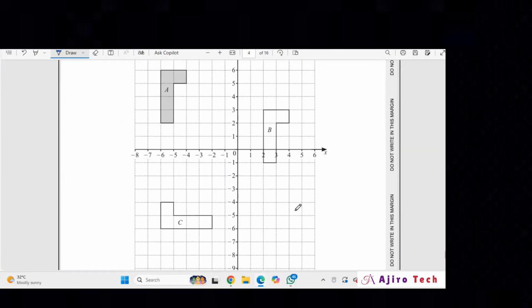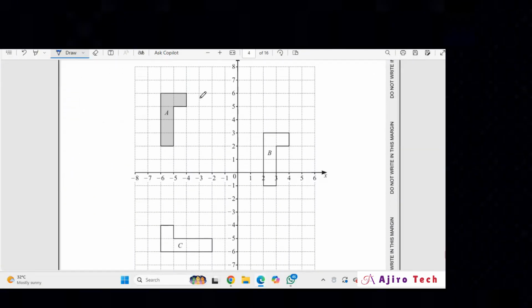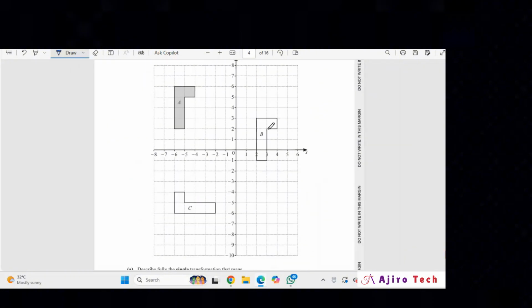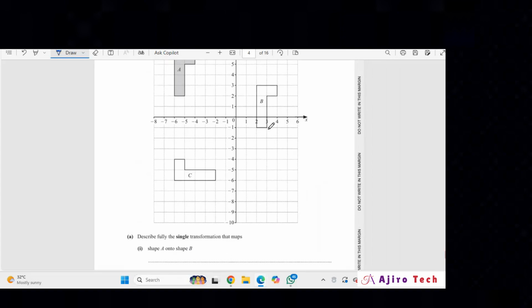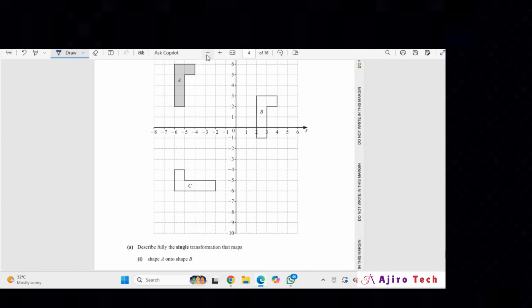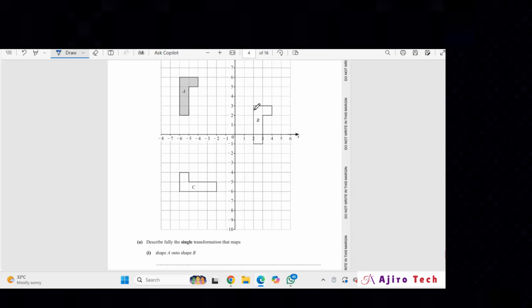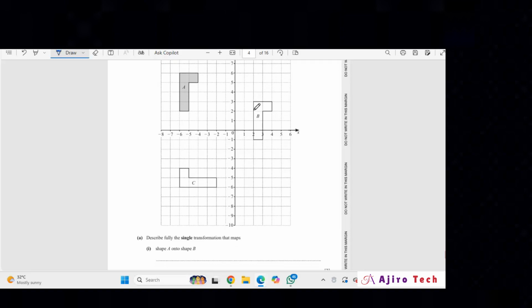Good. So we have this now. I'm going to reduce this a little because I have a lot of things so that the questions are under. Now, the first question here is this.